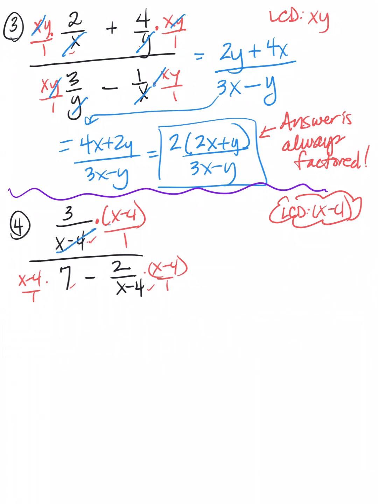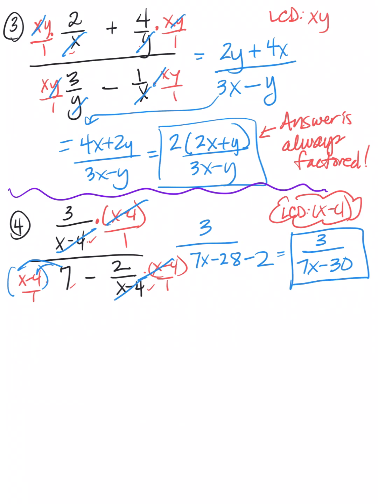Okay, see what happens. These x minus 4s will cancel out, and I am left with just a 3 on the top. Look how much it's simplified. On the bottom, now I want to be careful. I'm distributing the 7 to both terms, okay? So it'll be 7x minus 28. Here, I am noticing that the x minus 4's cancel out, so it's just minus 2. Isn't that nice? So when I simplify, I will have 3 over 7x minus 30. And it doesn't factor, so I just need to leave it just like that.